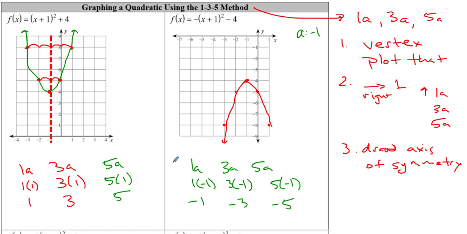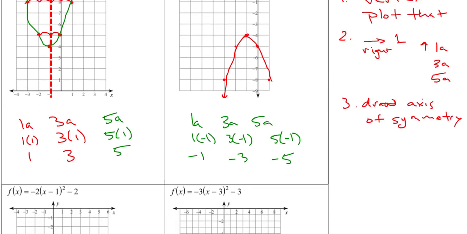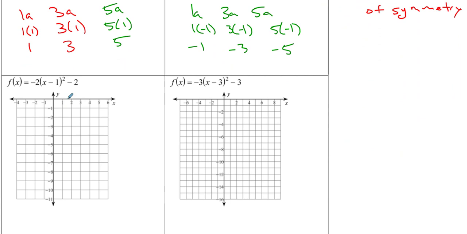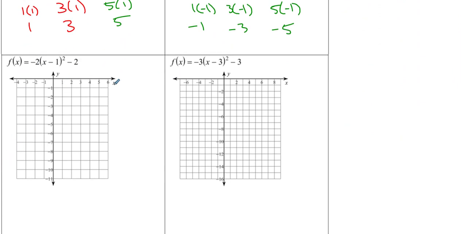Okay. I'm going to do the next two with you guys because I feel maybe this might throw some of us for a loop. So let's just stick with it. Here we go. We got some different A values. This is going to be very good. So first thing, let's plot that vertex. If this is negative, we do the opposite. This one we do true. So opposite of -1, +1, -2. That is our vertex. Very good.